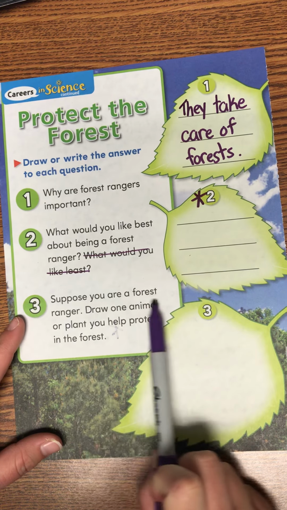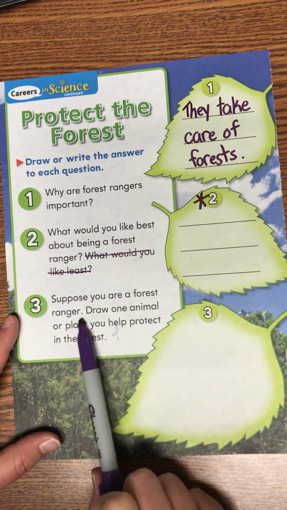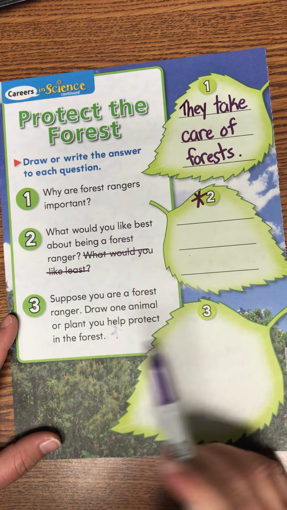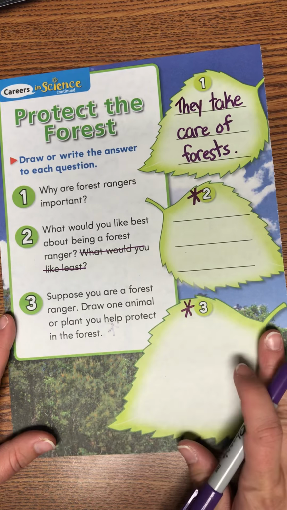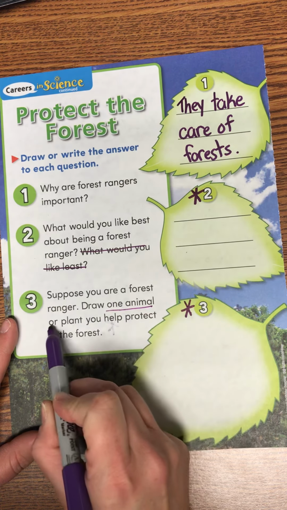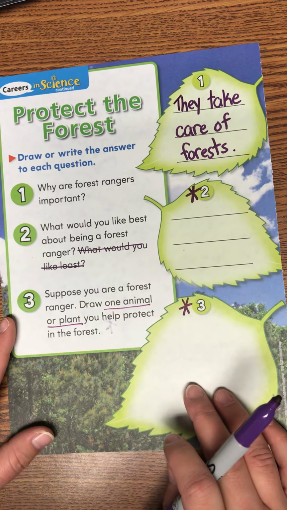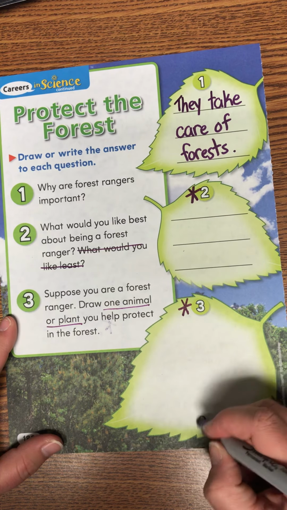And then down here it says, suppose you are a forest ranger. Draw one animal or plant you help protect in the forest. So here's another thing that I'm not going to do, but you are. Draw me a picture of either an animal or a plant that you would want to protect. And yes, it needs to be colored.